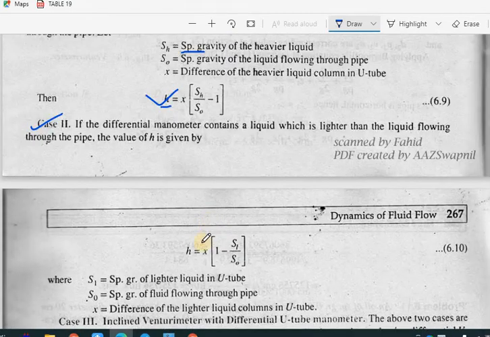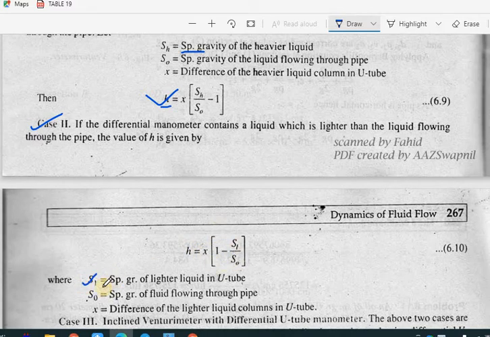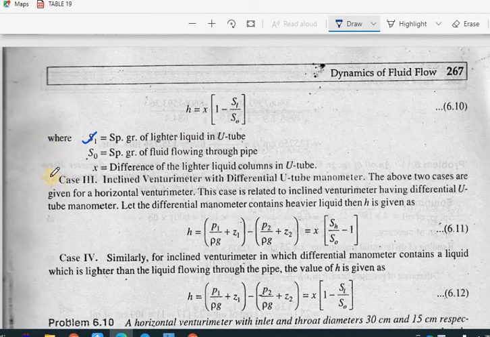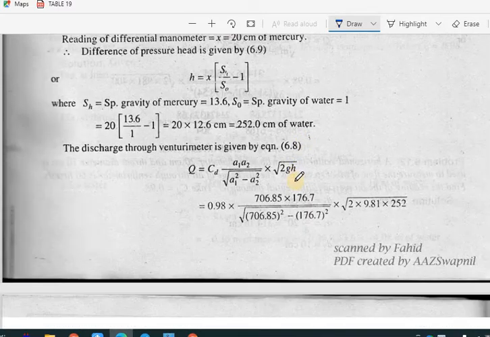It is H equals x into (1 minus S1 upon So), where S1 is the specific gravity of lighter liquid in the U-tube, and So is the specific gravity of fluid flowing through the pipe. Then there is inclined venturimeter with differential U-tube manometer. So this formula is different. This we will see later because we are not considering this right now. We are considering only this part.